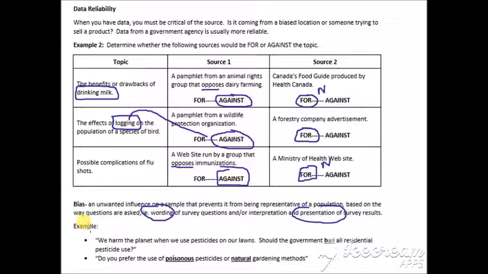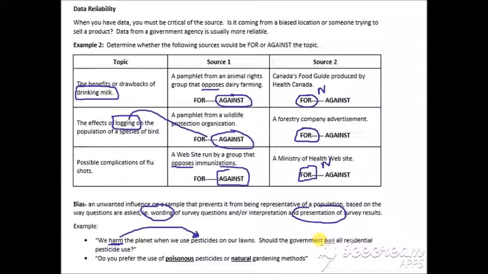For example, listen to this statement. We harm, well that's bad, the planet when we use pesticides. So there's that connection on our lawns. Should the government ban all residential pesticide use? Well, it's telling you right before that it's harmful. So obviously you're going to say, well, yeah, we should ban it. We should save the environment. That's morally and socially correct.